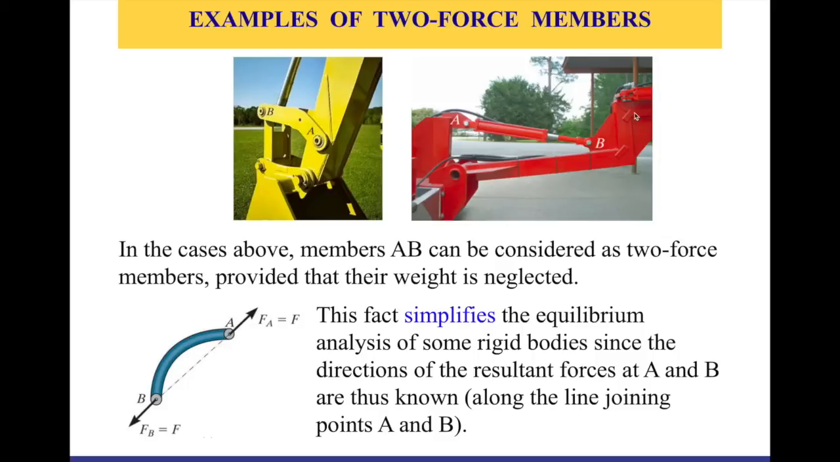So to simplify the equilibrium, this is point A, this is point B. We have two forces, they're equal in magnitude, opposite in direction, and they are aligned on the line passing through both points. This fact simplifies the equilibrium analysis of a rigid body, since the directions of the forces are thus known along the line joining points A and B, and we will see in examples how this works to our benefit in simplifying the equilibrium analysis of a rigid body in static equilibrium.